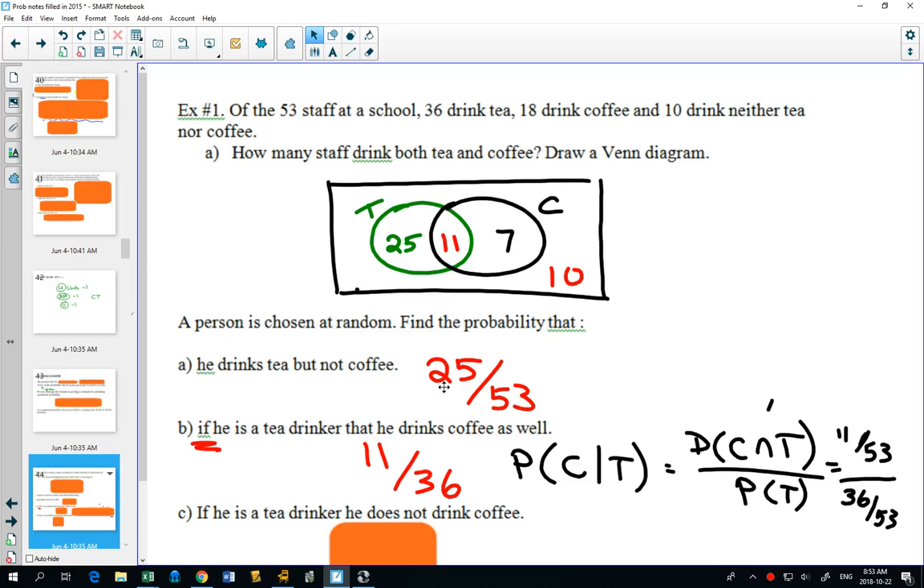If we wanted to use our formula, this is what it would look like. The probability of a coffee drinker given that they're a tea drinker is equal to the probability of coffee drinker and tea drinker divided by the probability of tea drinker. So here's our formula at work. The probability of both a coffee and a tea drinker, that's the 11 in the middle. 11 out of 53 people are coffee and tea drinkers, divided by the probability of a tea drinker, which is 36 out of 53.